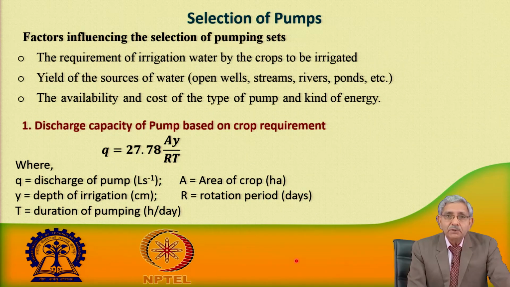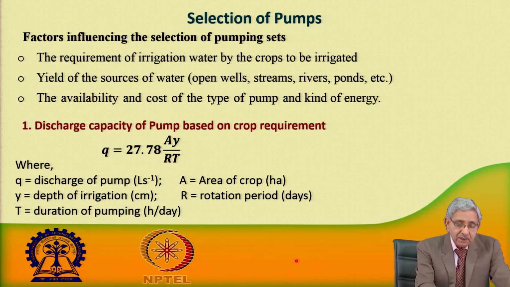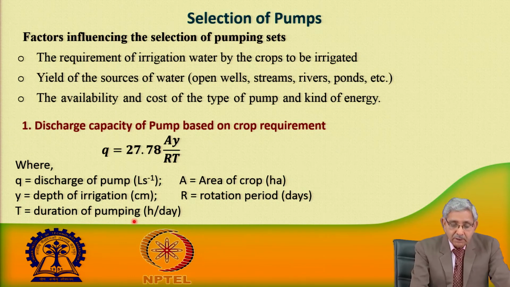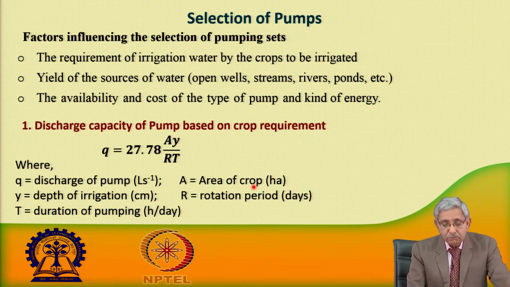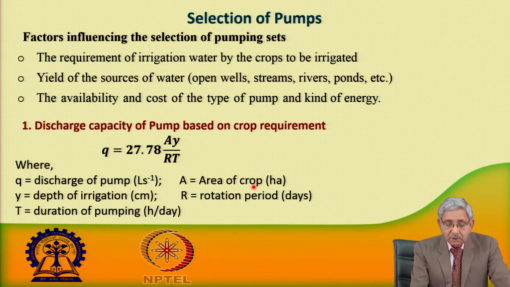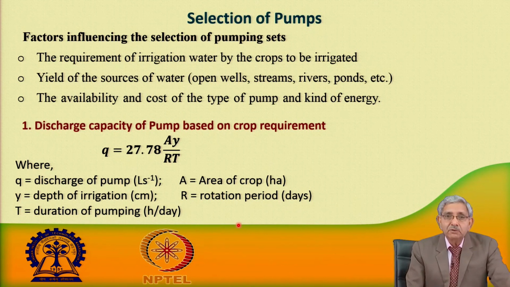The discharge capacity of the pump, considering the crop water requirement, is given by Q equal to 27.78 A y by R into T. Here Q is the discharge of the pump in liter per second, y is the depth of irrigation, A is the area of the crop to be irrigated, and T is the duration of pump operation. R is the irrigation interval, the rotation period at which we need to give irrigation.